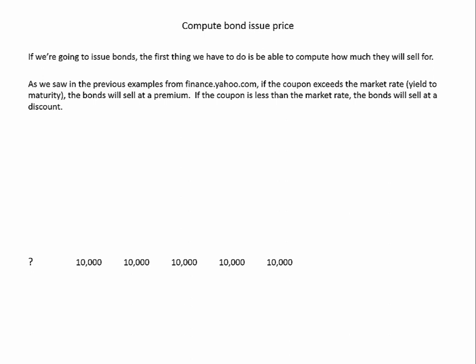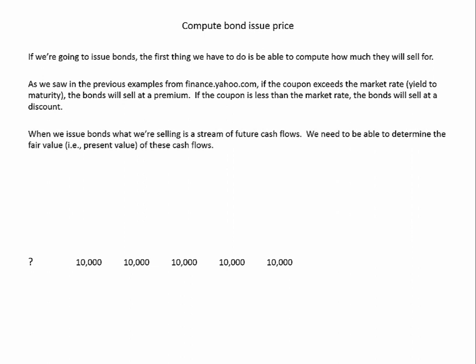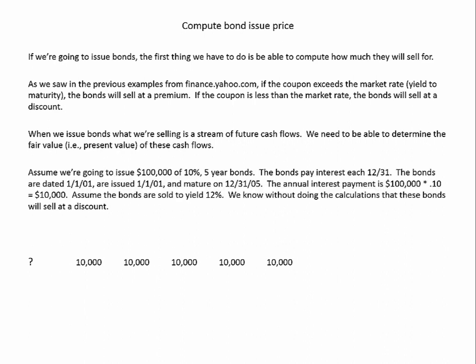Now, as we saw in the previous examples from finance.yahoo.com, if the coupon rate exceeds the market rate, that is the yield to maturity, the bonds will sell at a premium. If the coupon is less than the market rate, the bonds will sell at a discount. When we issue bonds, what we're selling is a stream of future cash flows. We need to be able to determine the fair value, that is, the present value of these cash flows. Let's go ahead and take a look at an example.